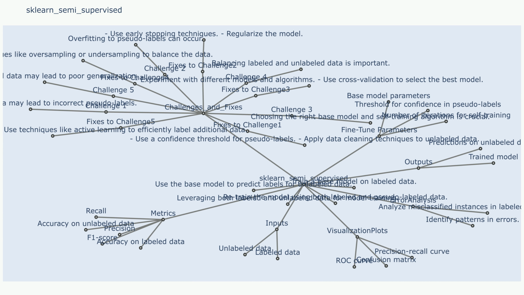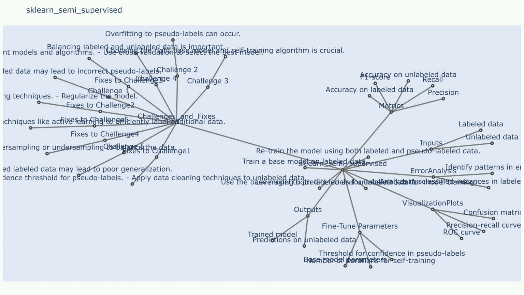Inputs. Input 1. Explain in detail labeled data. This is the data with known class labels, which is essential for training the model. It provides the initial knowledge about the patterns and relationships in the data.